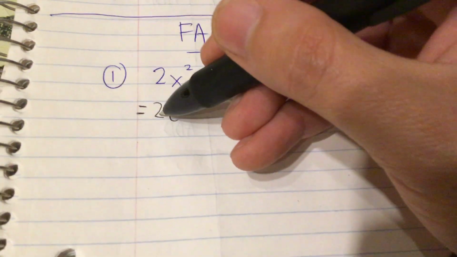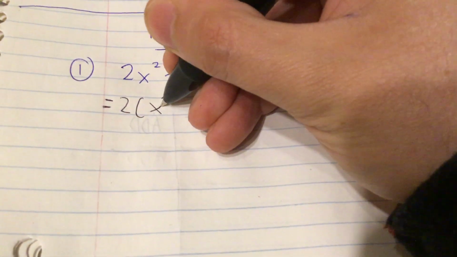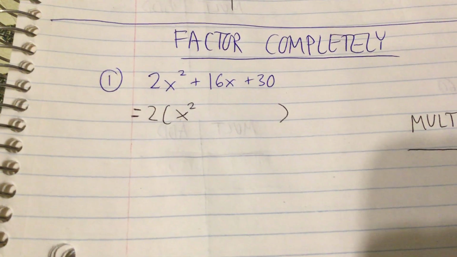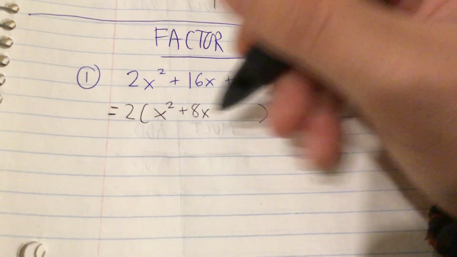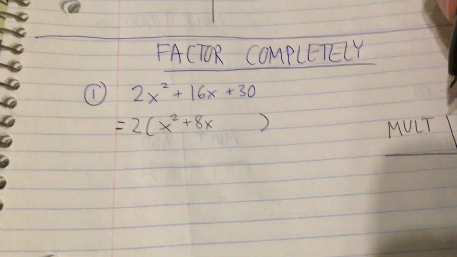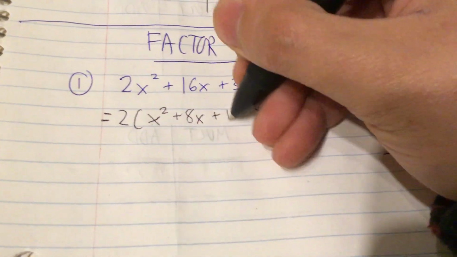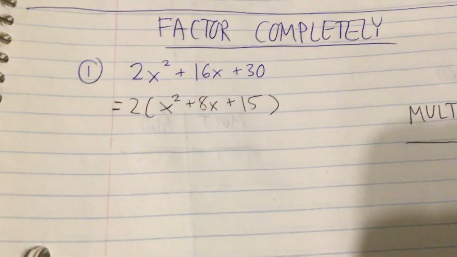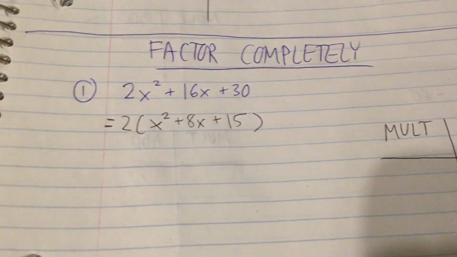Now then, if I take out a 2, 2 times what is 2x squared? x squared. 2 times what is positive 16x? 2 times 8x is positive 16x. 2 times what is positive 30? 2 times positive 15 is positive 30. But the directions say factor completely. Can I factor this even more, the x squared plus 8x plus 15?